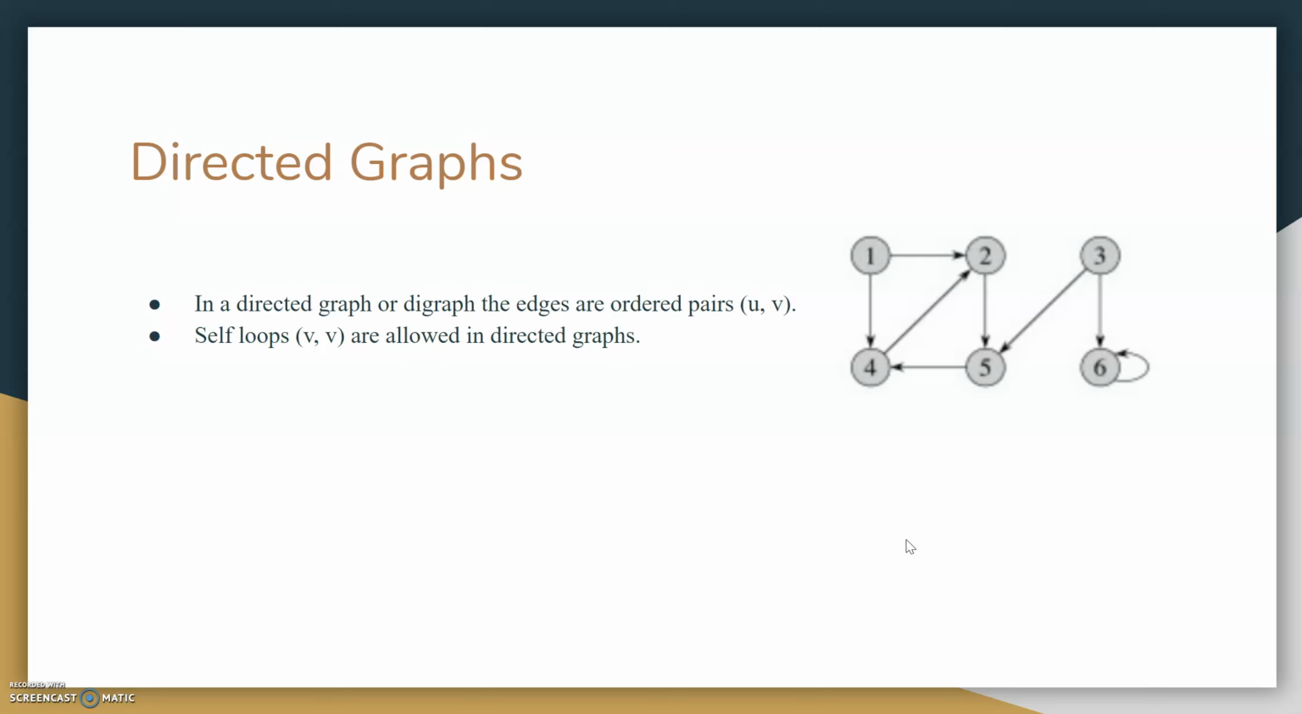Then I will talk about the directed graph, which you can also call a digraph. The edges are ordered pairs (u, v). On the right side, you can see arrows pointing from each vertex to other ones, like from 1 there are two edges pointing out to 4 and 2, and so on. Self loops are also allowed in a directed graph, like (v, v). In the example, vertex 6 has a self loop back to itself.